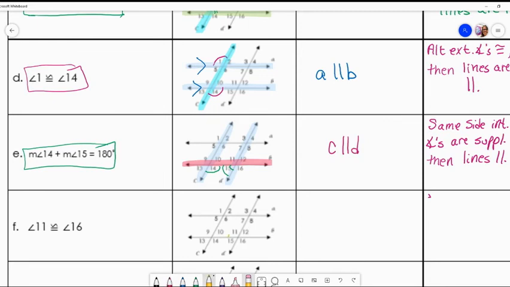It says angle 11 is congruent to angle 16. Okay, now what are those? Those are vertical angles. We knew about vertical angles before we even started this unit on parallel lines. Vertical angles means no conclusion. The lines might be parallel or they might not be. It doesn't matter. Vertical angles are always congruent, and so that doesn't tell us anything. So we can make no conclusion when it's vertical angles. So there's no conclusion if they're vertical angles. They might be, they might not be. We just can't tell with that information.